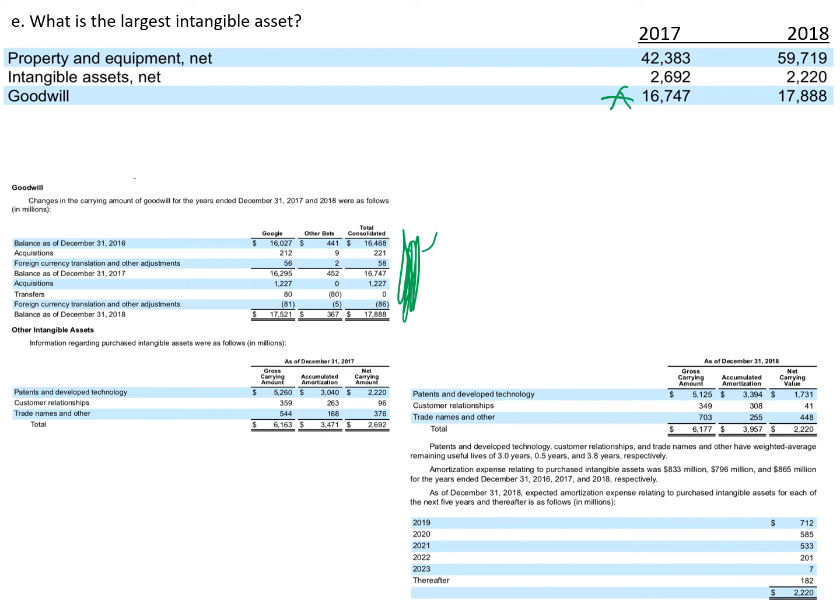If I want to look at specifics about our intangibles, I can see that intangible assets net are made up of patents and developed technology, customer relations, trade names, and other. And again, I can see that it dropped, and it dropped because of the amortization of my intangibles, my amortization expense.